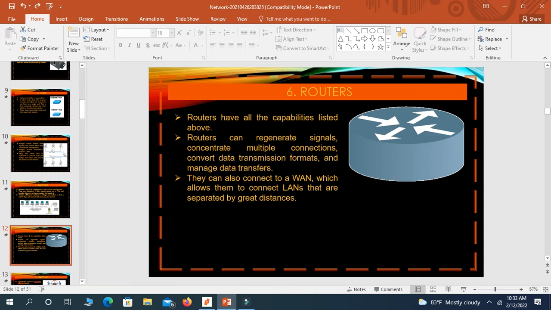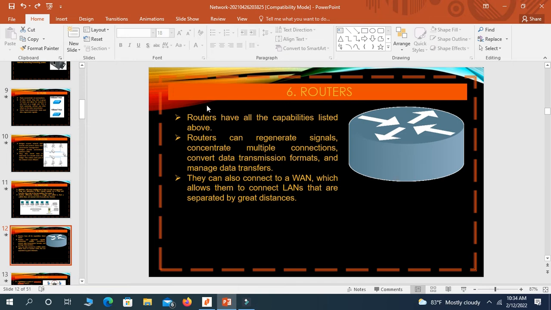Now it's your turn to make me understand what you have understood by this line. Routers can regenerate signals, concentrate multiple connections, convert data transmission formats, and manage data transfer. What do you understand by this? It's your duty to tell me. Okay.